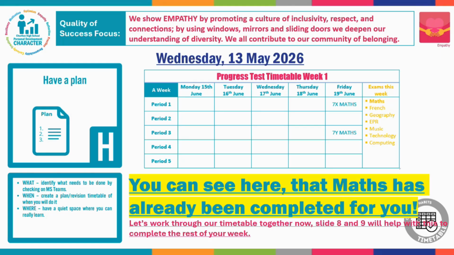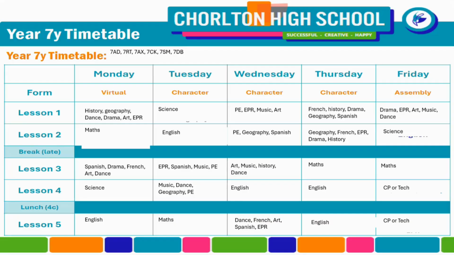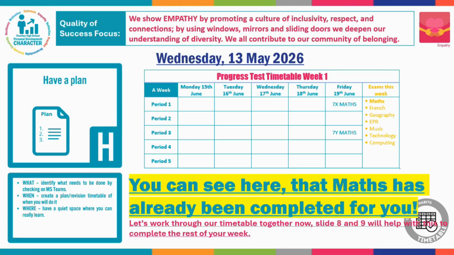Okay, so again, we're doing the same as we've done for French and geography. Let's look at EPR. Where do you have EPR during the course of the week? So if you're with 7Y, you're going to have EPR either Monday period 1, possibly Wednesday period 1, or Friday period 1. So it's one of those, or Wednesday period 5. So look at where your EPR lesson is and fill that in.